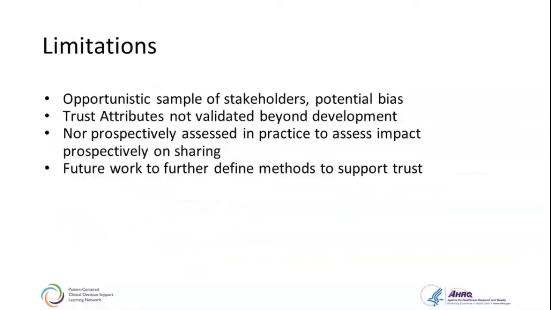So although I'm really excited to be presenting these results, there certainly are some limitations to the approach that we used. It was a volunteer group, and so we were very opportunistic in how we brought people together. And so when you think about the kinds of roles that we identified, there's potential bias in terms of those roles that we highlighted, and maybe we missed others that you all think would be key to include in such an ecosystem. We didn't validate any of the trust attributes.